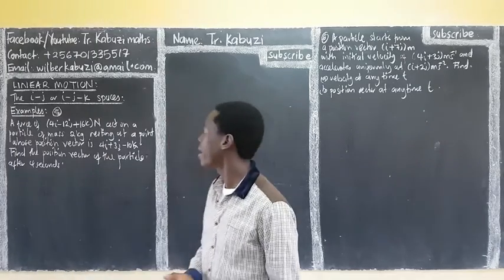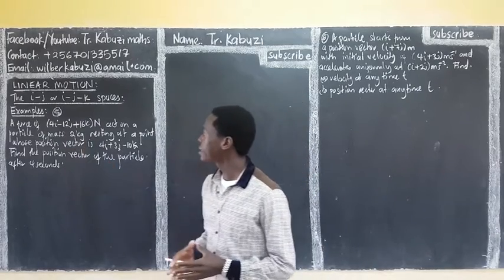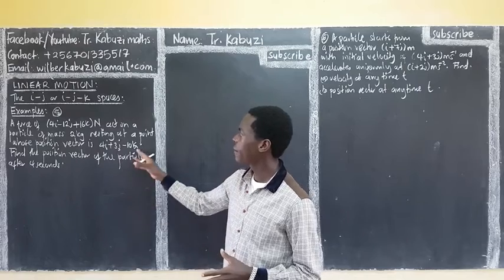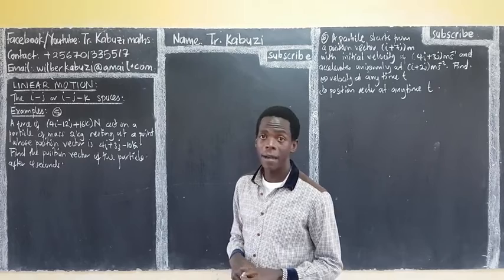Okay, let us see how we handle this question here. It's a beautiful one. A force of this acts on a particle of mass 2 kg resting at a point whose position vector is this. Find the position vector of the particle after 4 seconds.